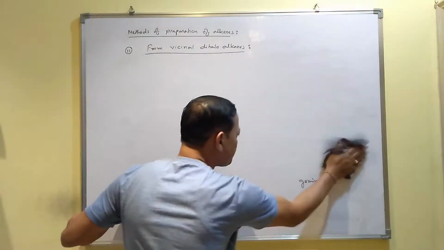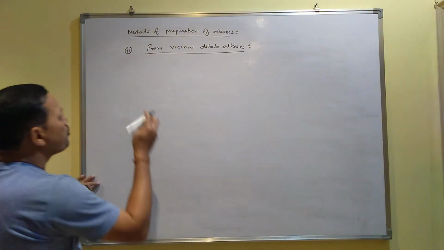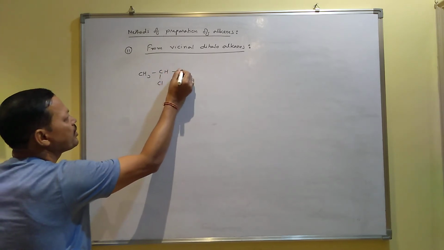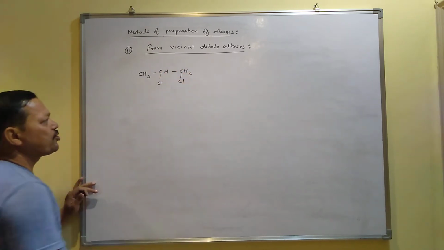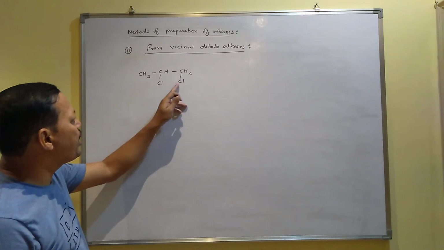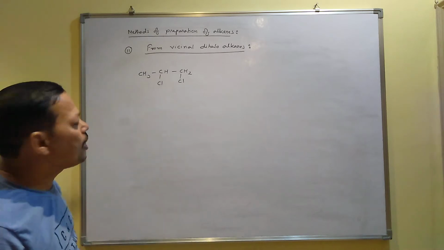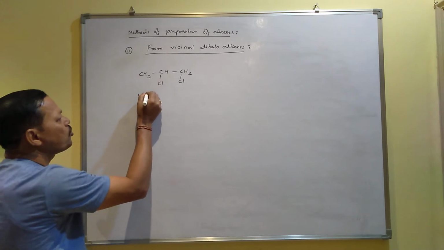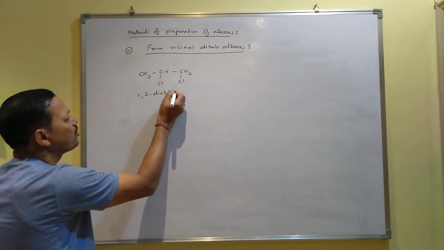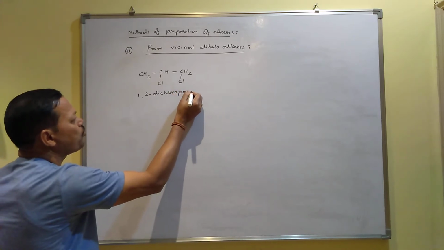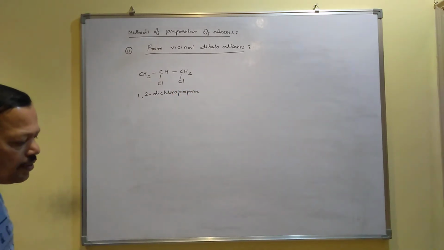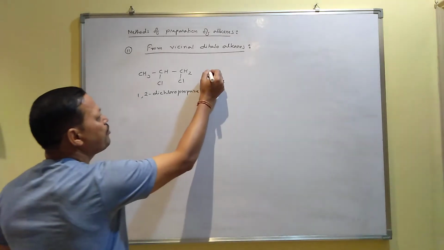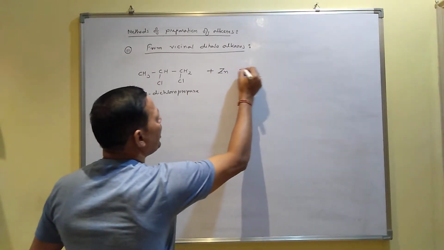So now suppose this is one example of vicinal dihaloalkane. One chlorine is added with this carbon and another chlorine is added with this carbon. So this is one example of vicinal dihaloalkane because two halogens are joined with two adjacent carbons, and the IUPAC name of this compound will be 1,2-dichloropropane. For three carbons it is called propane.